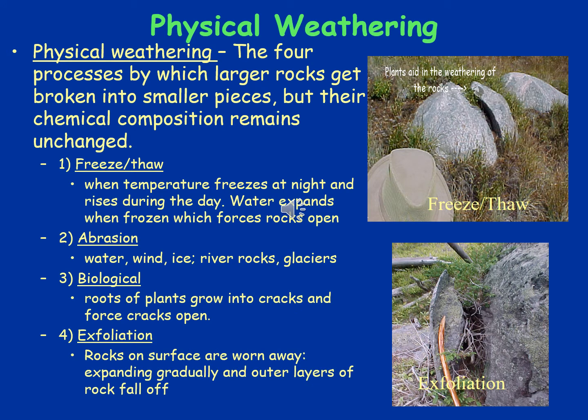Let's look at physical weathering first, a little more detail. So there's 4 types of physical weathering, the way larger rocks get broken down into smaller pieces. The chemical composition of the broken down pieces is the same as the bigger chunk that they came from. That physical weathering can happen in 4 different ways: freezing and thawing, abrasion, biological, and exfoliation.